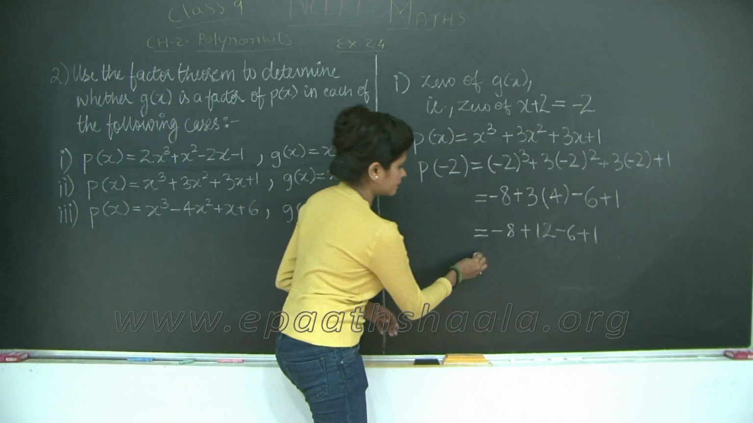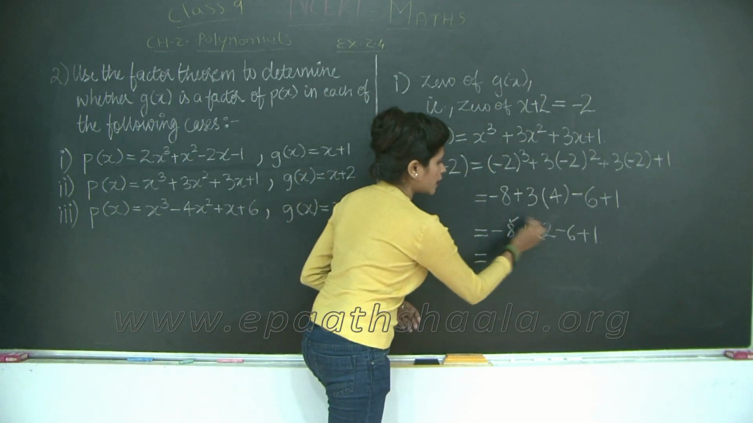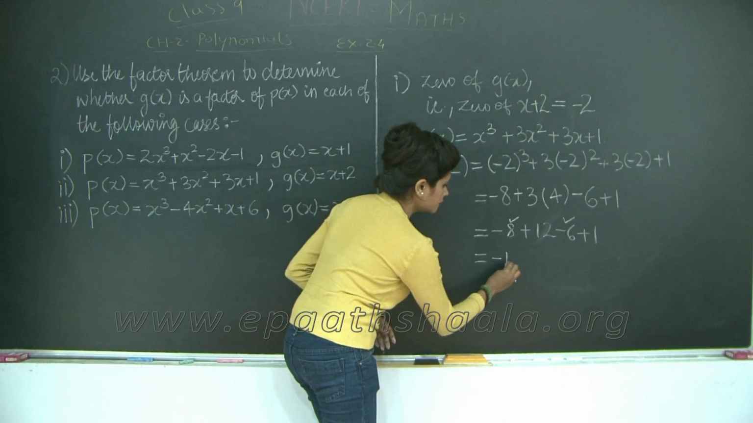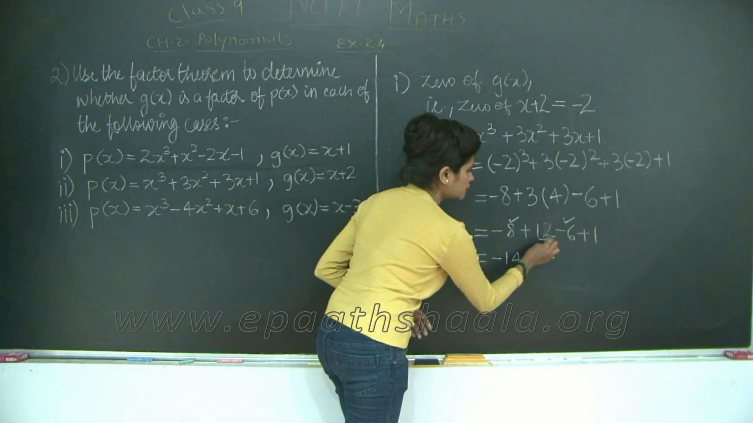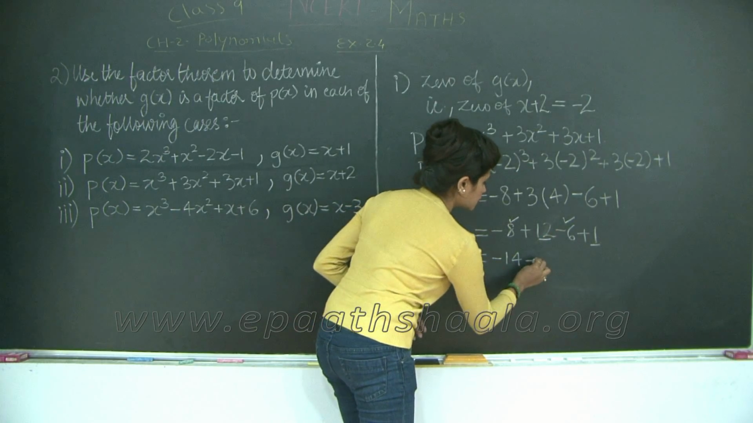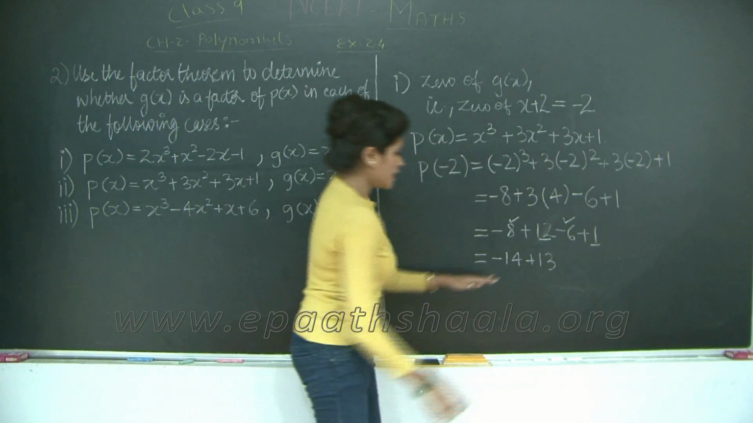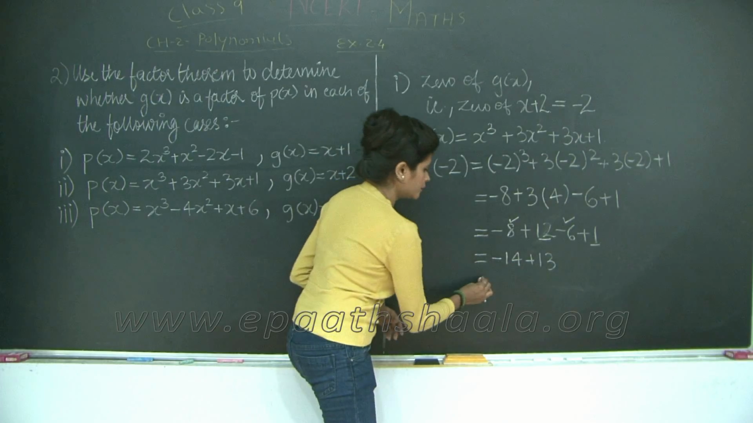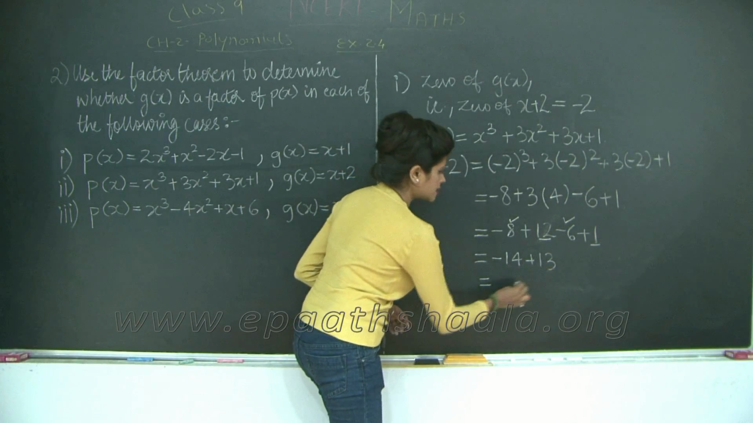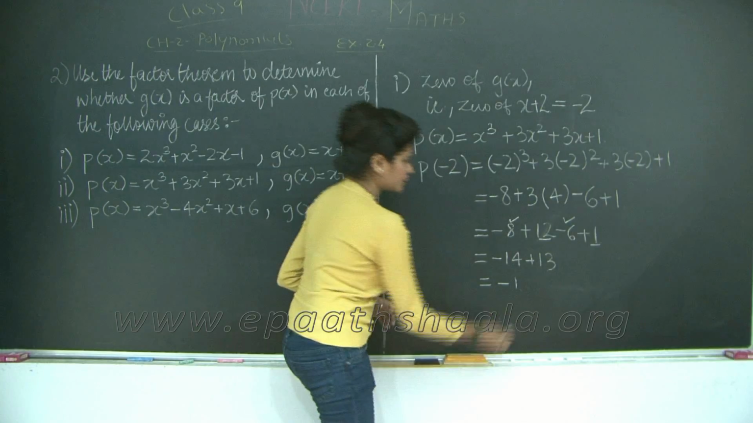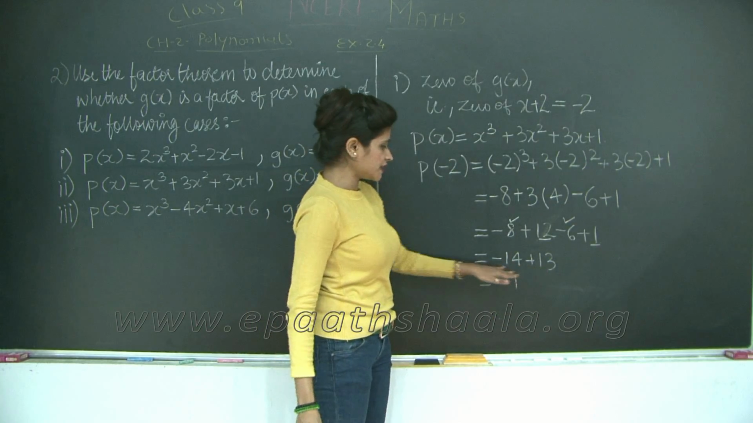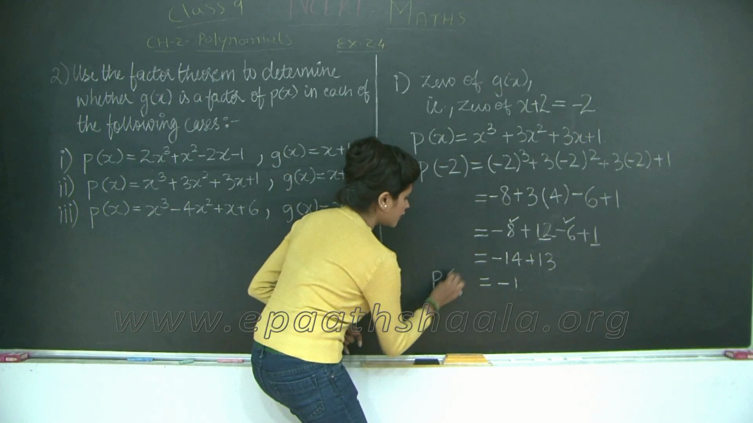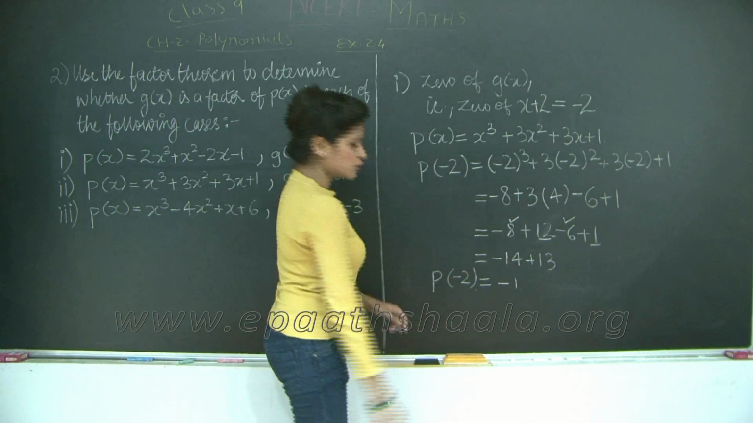Let's solve this. Similar terms, I am going to add them together. Minus 8 minus 6 is minus 14, right? And 12 plus 1 is 13. Different signs, I am going to subtract and take the sign of the greater number. So minus 14 plus 13 is minus 1. Because I have subtracted these two terms and taken the sign of the greater number, which is 14, which is negative. So P of minus 2 is equal to minus 1.